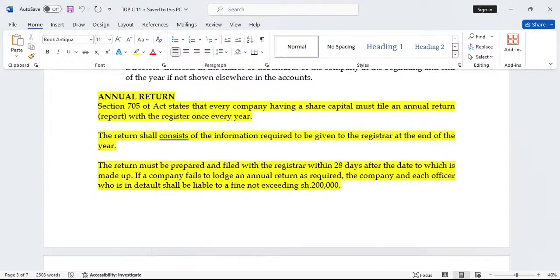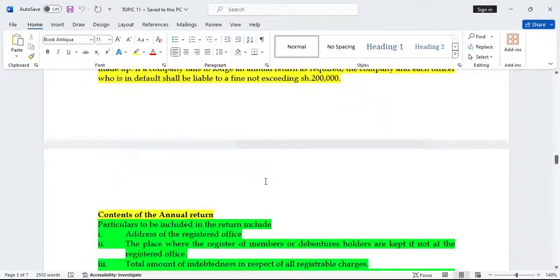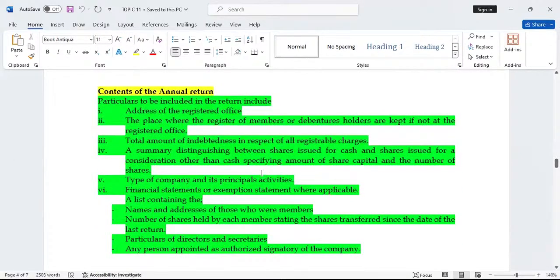200,000. So if you fail to remit, you can actually be penalized. So this annual return, what is normally contained there? It normally has the address of the registered office of the company. It indicates the place where the register of members or debenture holders is kept. It indicates the total amount of indebtedness of the company.